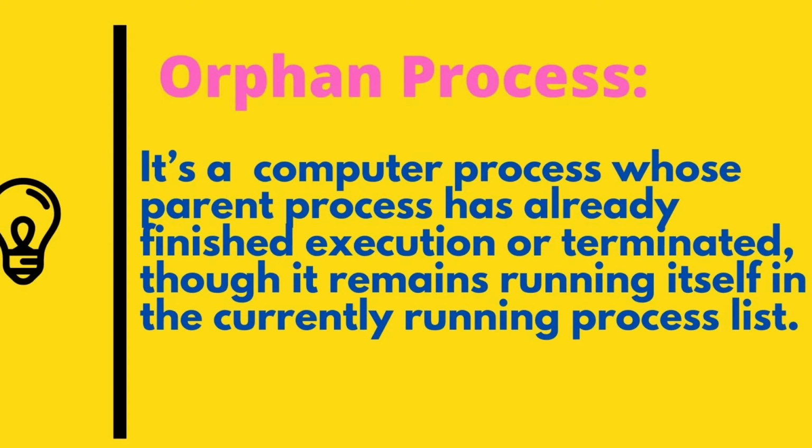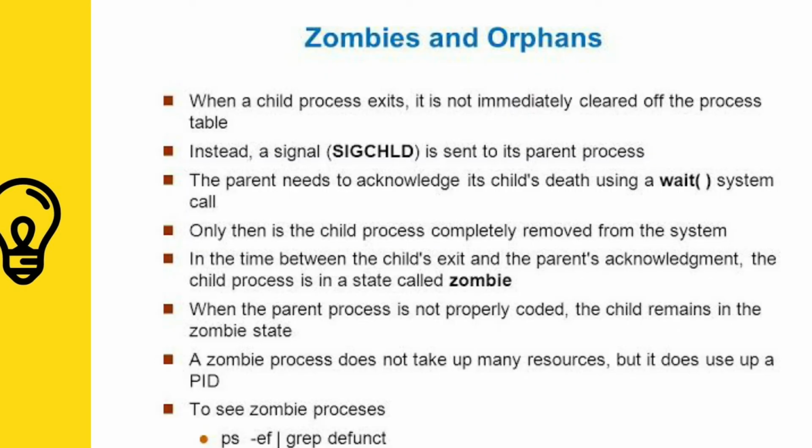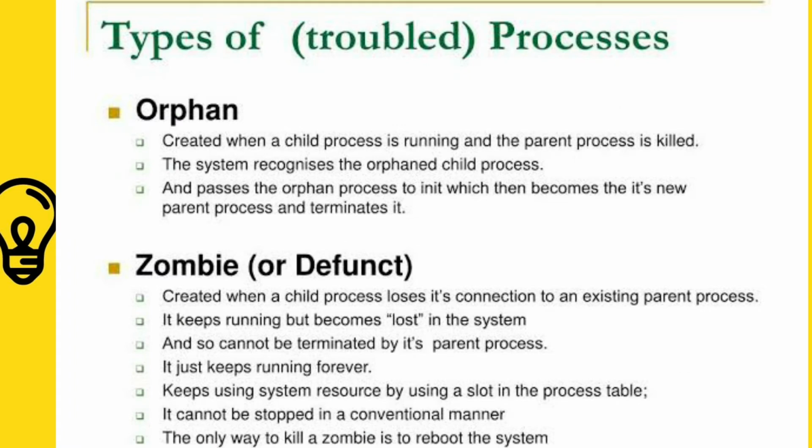Now let's see the orphan process. What is an orphan process? It's a computer process whose parent process has already finished its execution and terminated, though it remains running itself in the current running process list. Orphan processes do not become zombie processes. Instead, orphan processes are adopted by init, the process with ID 1, which is initiated by the kernel itself, and which waits on its children.